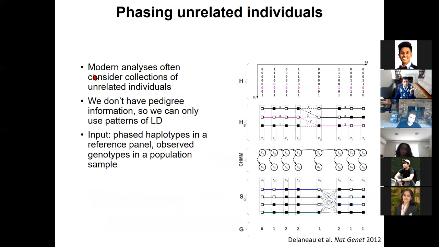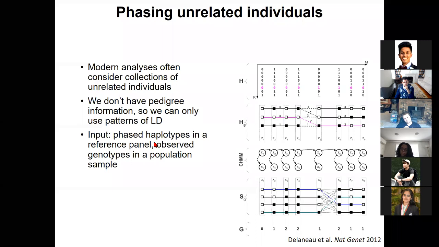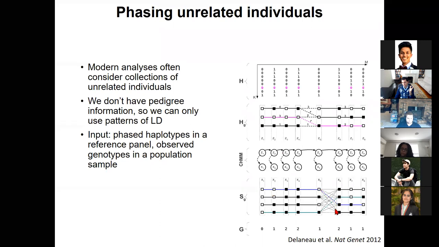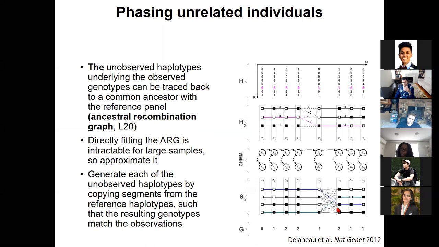So there's a lot of tools that have been built for phasing these unrelated individuals. So here's one such tool that basically considers collections of unrelated individuals without any pedigree information, but only the patterns of linkage disequilibrium. So the input is phased haplotypes in a reference panel. So using my reference panel, I have a set of haplotypes that I can choose from. And then the other input is the observed genotypes for one individual from that population, one sample from that population. And then as I'm walking through, I have this hidden Markov model that basically tells me which haplotype is preferable at this location. And then the transitions between them are in fact these recombination events, okay?